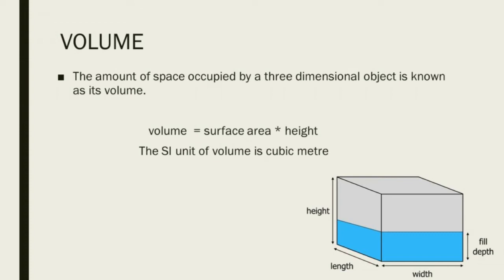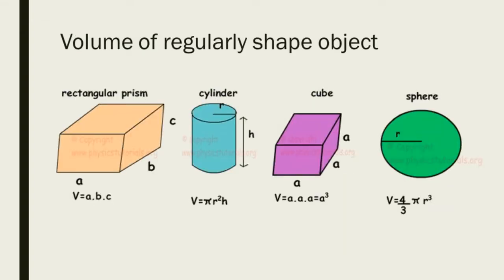The amount of space occupied by a three-dimensional object is known as its volume. So what's the formula to find the volume? It is surface area into height. Here, length into breadth covers the surface area. So surface area into height, that means length into breadth into height. So the SI unit of volume is cubic meter. That means meter cube.